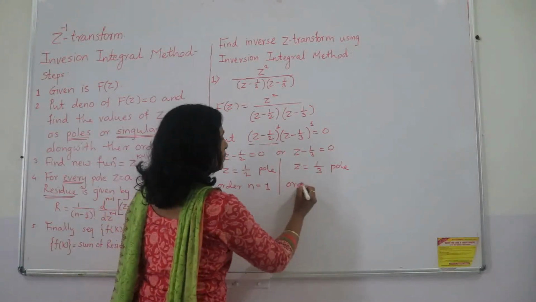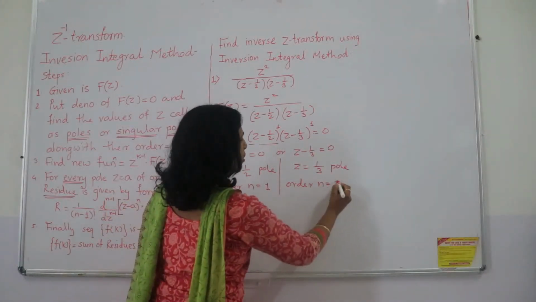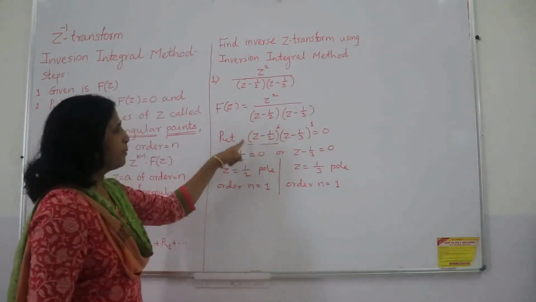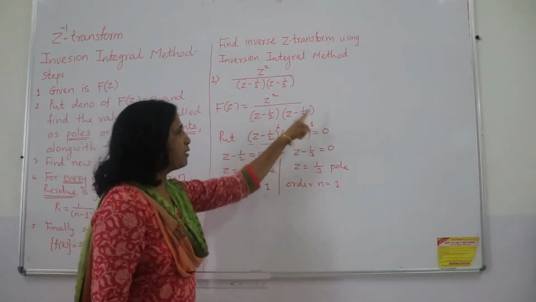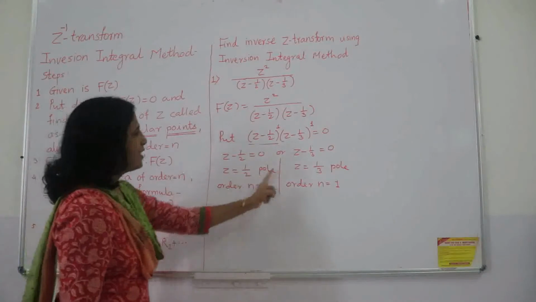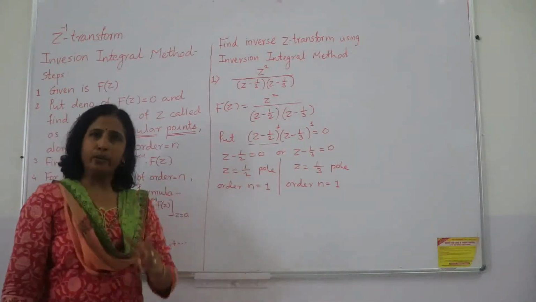And what is the order of this one also? Order n is equal to 1. See, order is calculated by using the brackets power. That is nothing but the order. So now, as there are two poles, I have to calculate two residues.